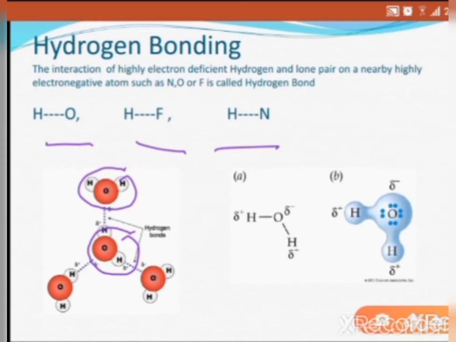Oxygen, nitrogen and fluorine make hydrogen very electron deficient. Thus, the interaction of such a highly electron deficient hydrogen and a lone pair on the nearby electronegative atom compensates for the deficiency, as you can see in the diagrams.